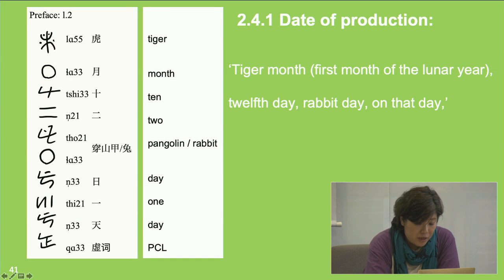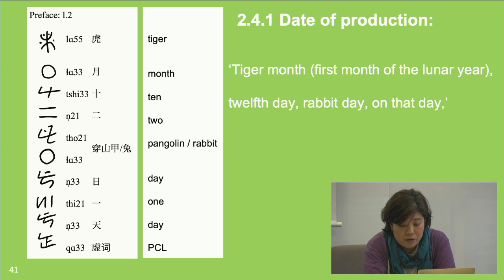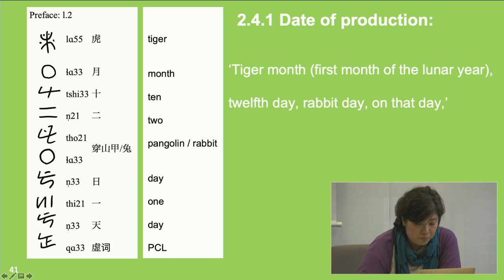The second line says tiger month, the first month of the lunar year, 12th day, rabbit day, on that day. Here we have a pangolin as well as rabbit. In Sani astrology, they used to have not a rabbit, but a pangolin. It is said that later they started to use a rabbit instead of a pangolin under the influence of Chinese astrology or custom.